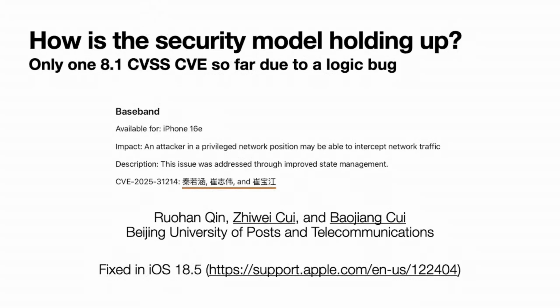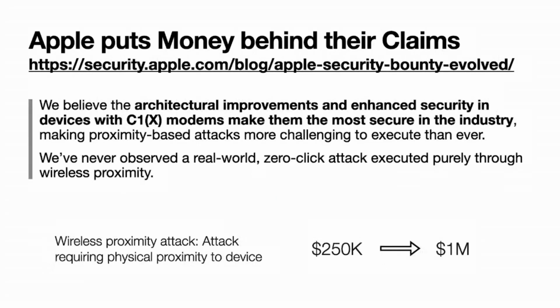And how is the security model holding up so far? So far, there has been only one publicly known CVE for the C1 baseband. It had a criticality of 8.0 and was discovered by 3 researchers from the Beijing University of Posts and Telecommunications and fixed in iOS 18.5.